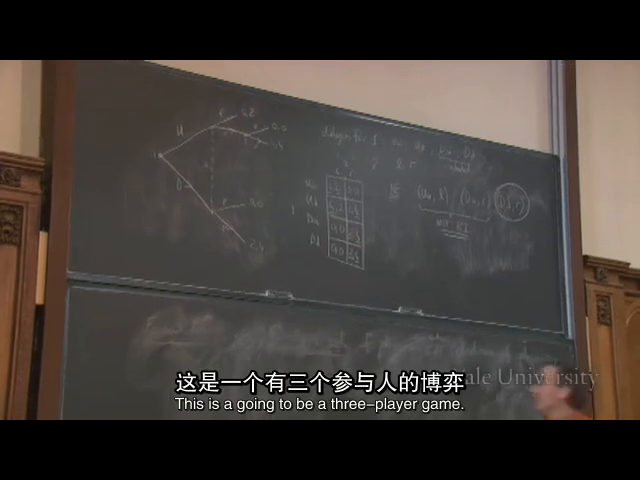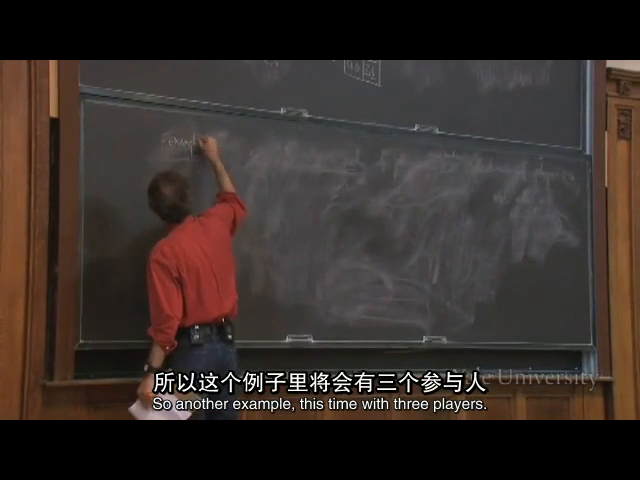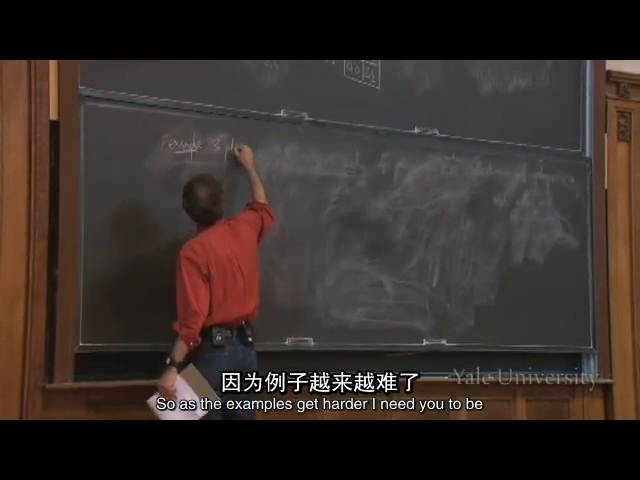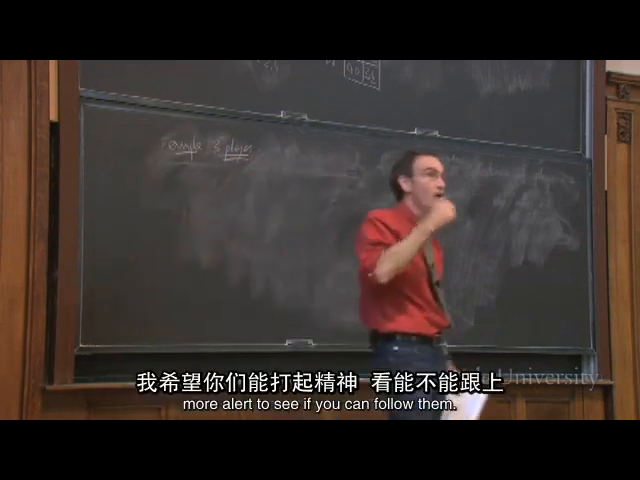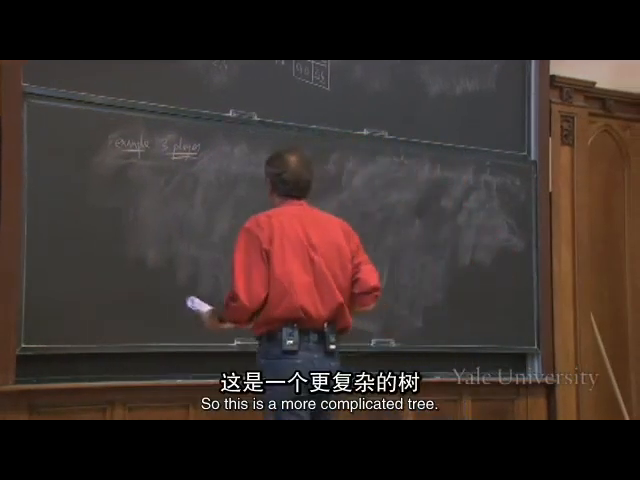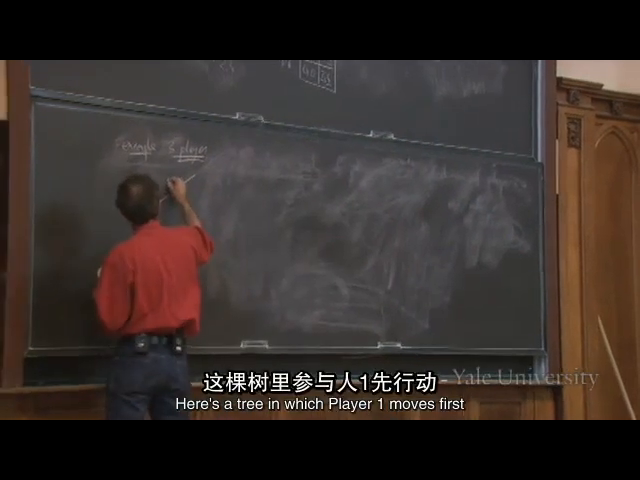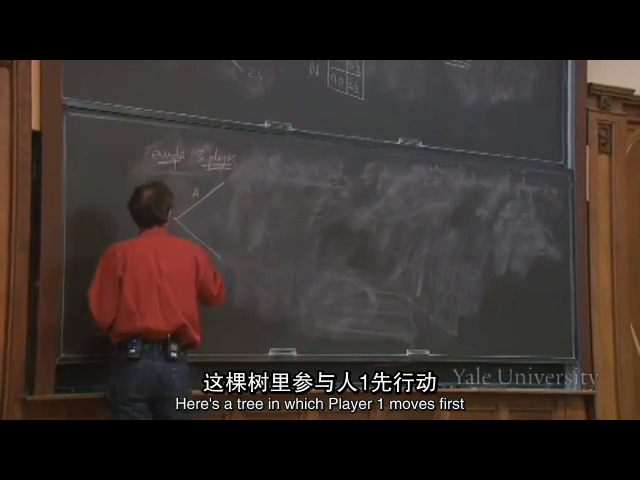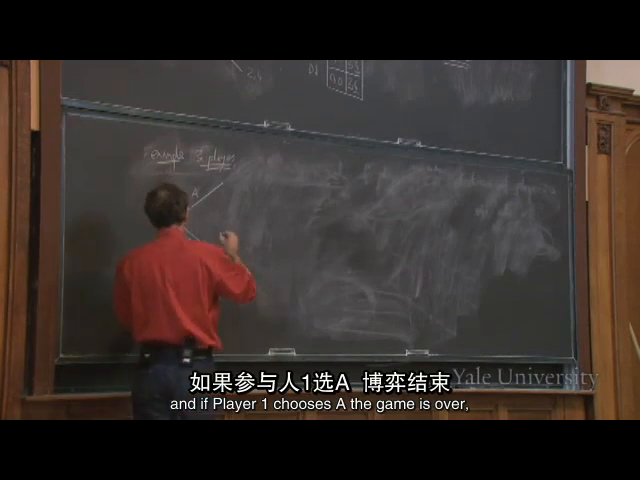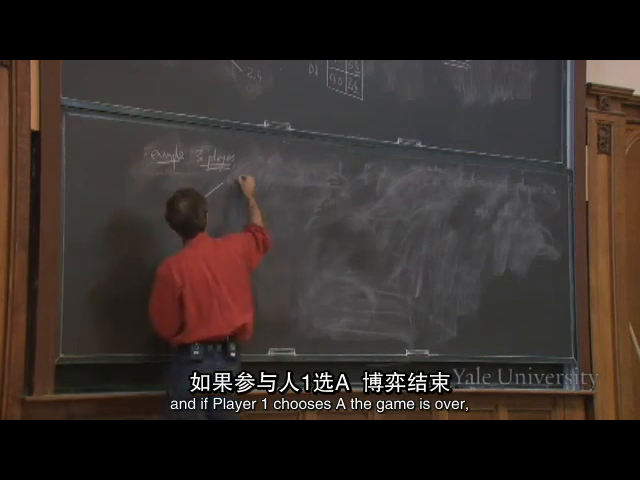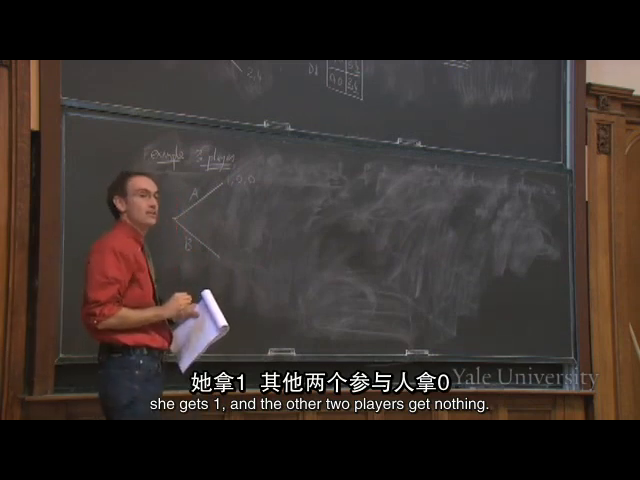This is going to be a three-player game. We'll get more complicated as we go along. So another example, this time with 3 players. As the examples get harder, I need you to be more alert to see if you can follow them. So this is a more complicated tree. Here's a tree in which player 1 moves first and chooses between A or B. And if player 1 chooses A, the game is over. She gets 1, and the other 2 players get nothing.